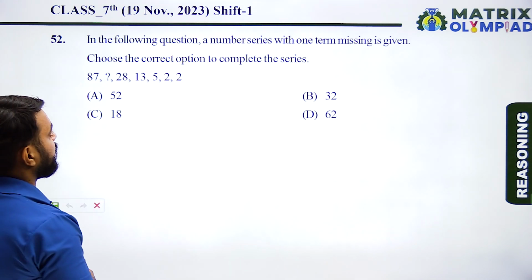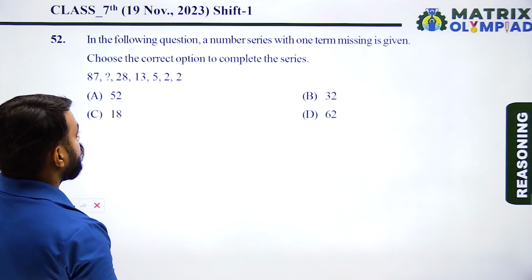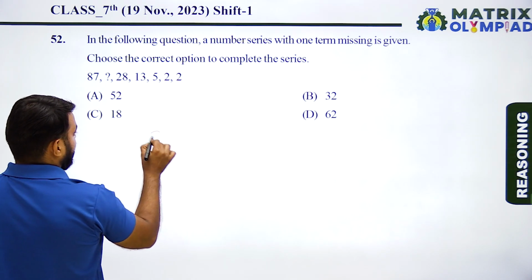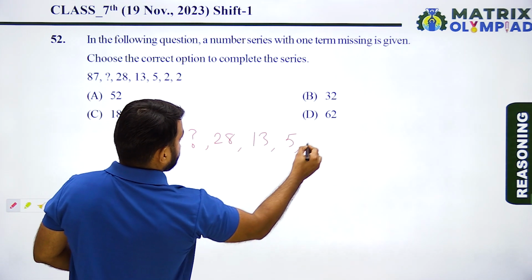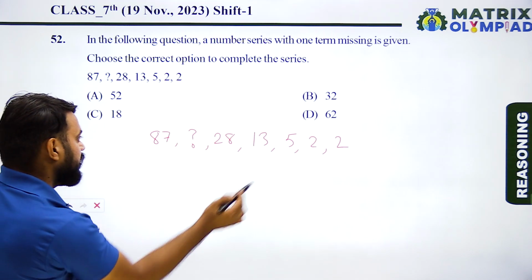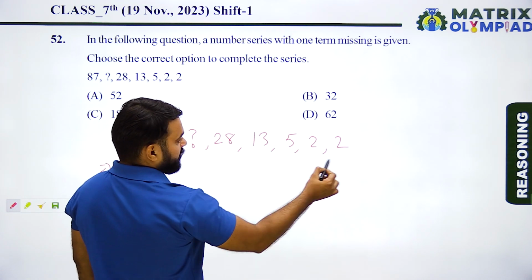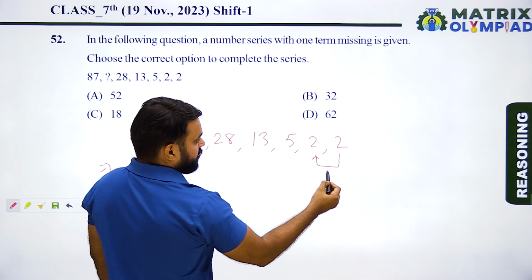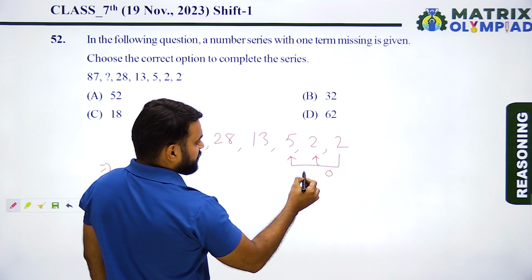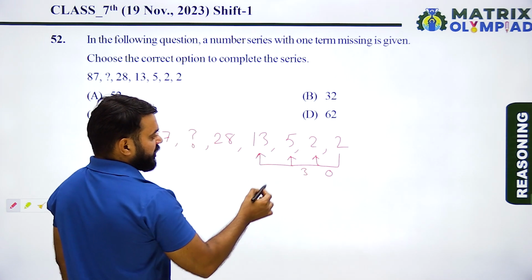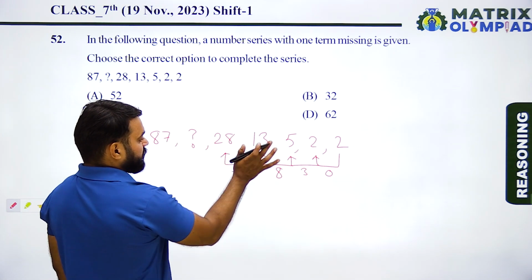In the following question, a number series with one term missing is given. Choose the correct option to complete the series. The series is 87, missing number, 28, 13, 5, 2 and 2. So first find the pattern of the series. 2 to 2 means 0. Now 2 to 5 means 3. 5 to 13 means 8. 13 to 28 means plus 15.